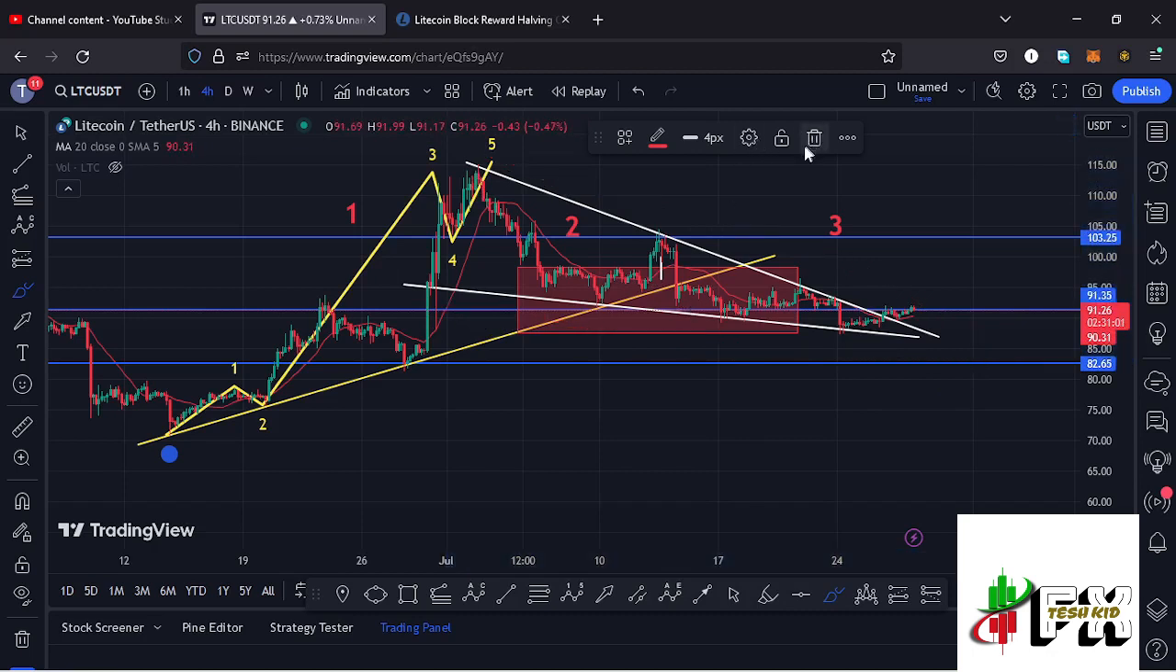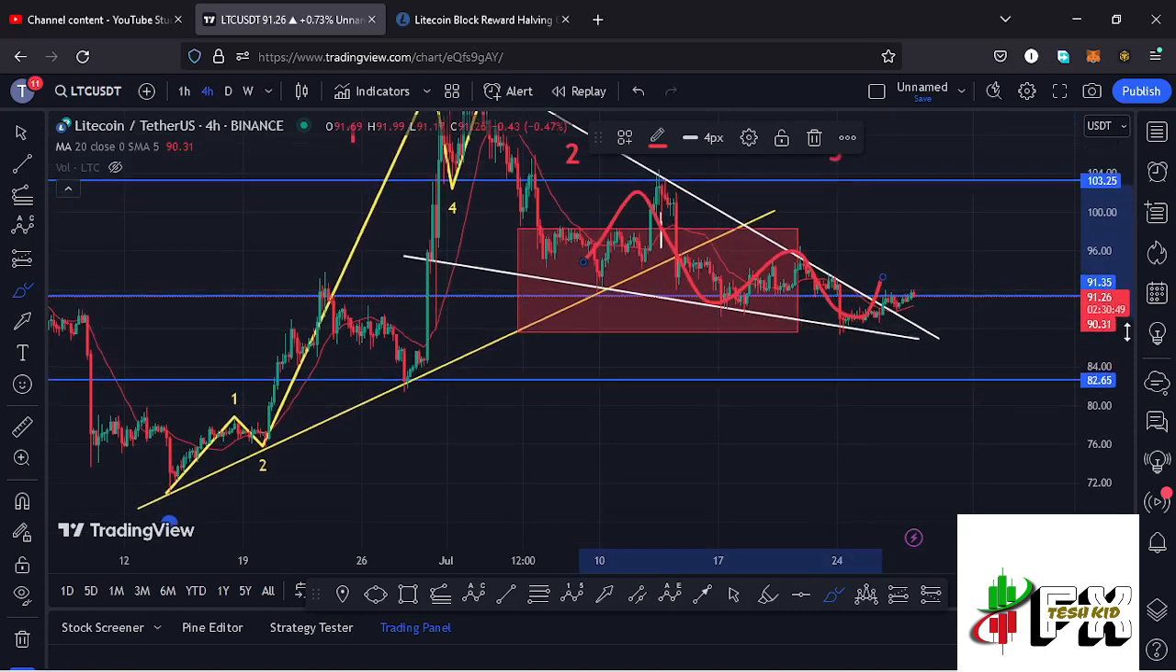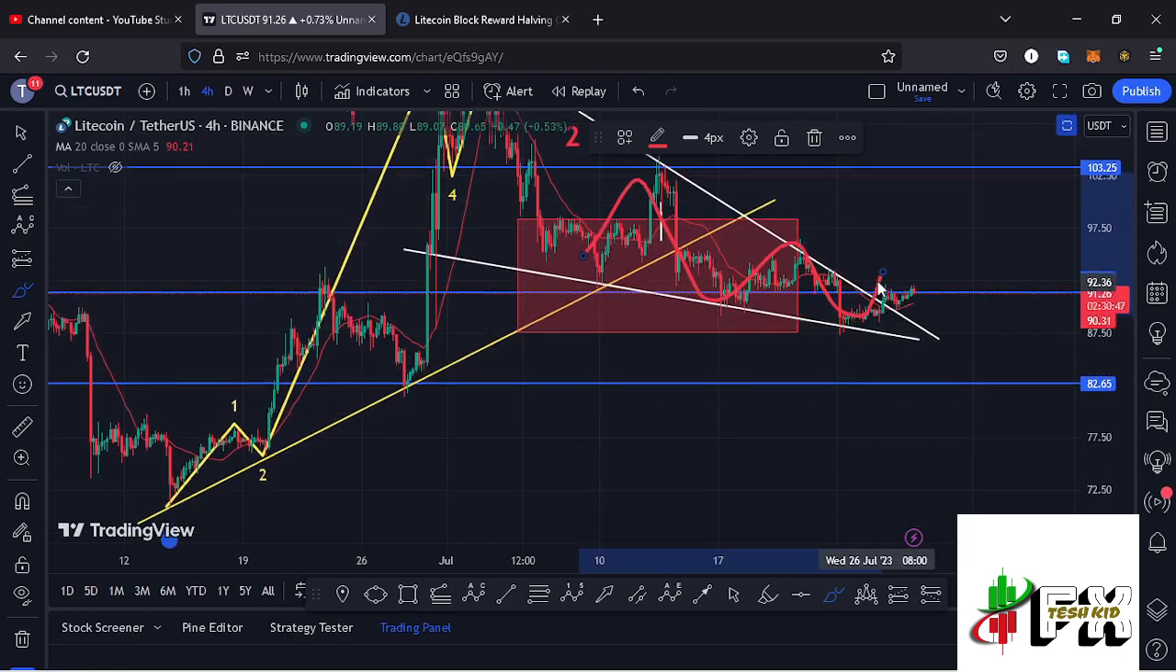You can see that the price of Litecoin has continued to push to the apex of the triangle until yesterday, when we saw the breakout to the upper side. After the breakout, we have seen a number of 4-hour candlesticks close above that descending trend line that we have here on the chart.